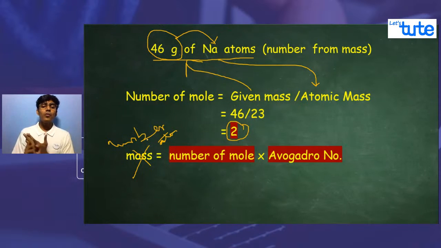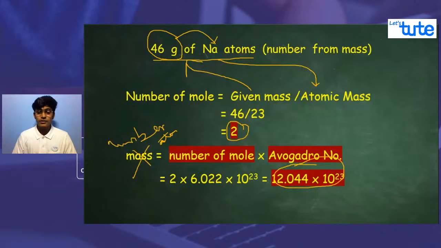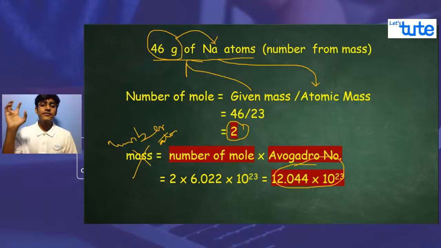So in 2 moles, how many atoms will we have? We simply multiply both of them and we get our final answer as 12.044 into 10 raised to 23. This was about how you are supposed to find the number of atoms present in a given compound if the mass is given to you.